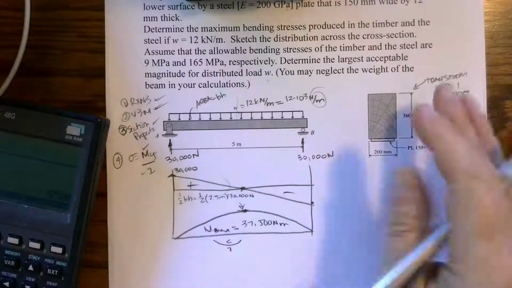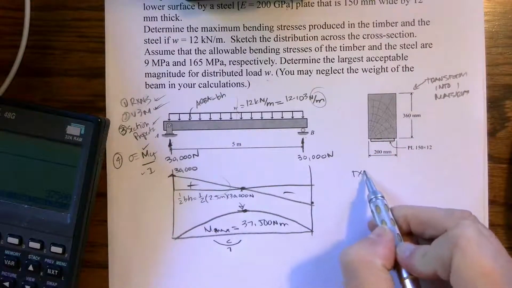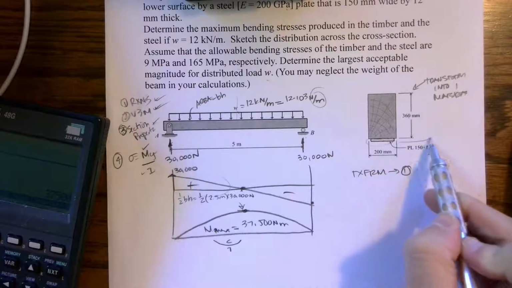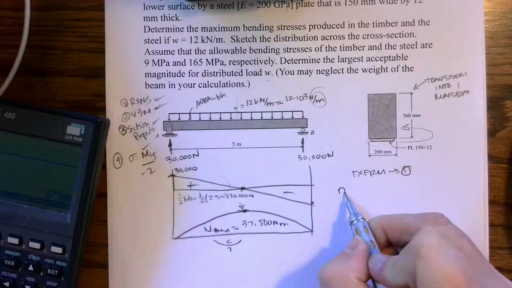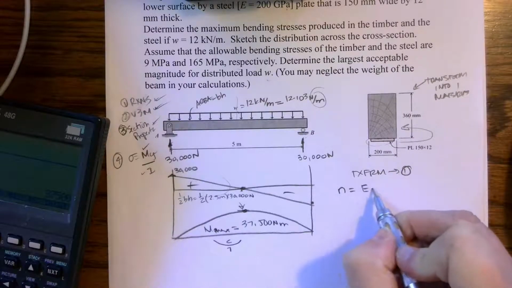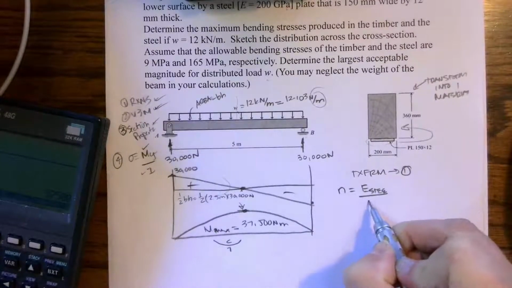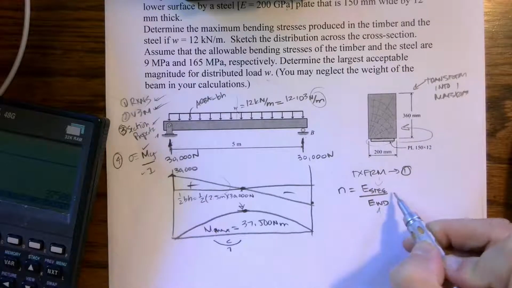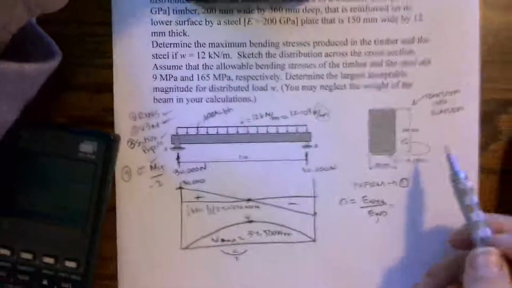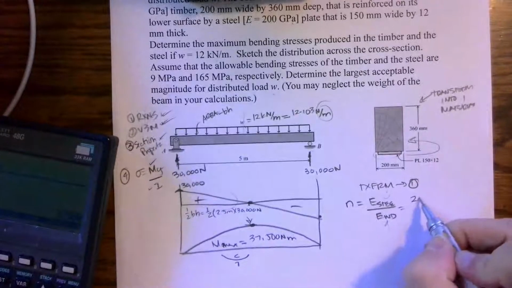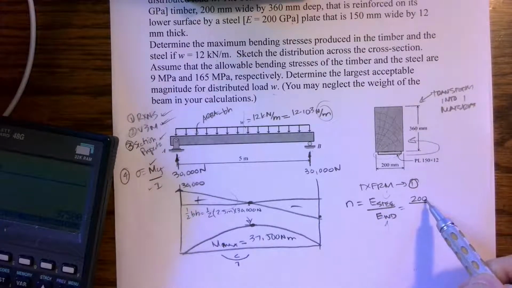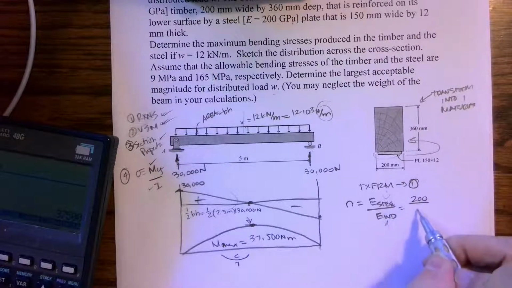And when we have two materials, we have to transform into one material. So we're going to transform the steel into wood. So when I look at that modular ratio, I'm going to transform the steel into the wood. What we're transforming goes on top, what we're transforming into goes on the bottom. So when I go back and look at my steel, it's 200 gigapascals, and I'm going to leave the gigapascals off because they both have the same units. And when I look at the modulus for my wood, it is 12 gigapascals.